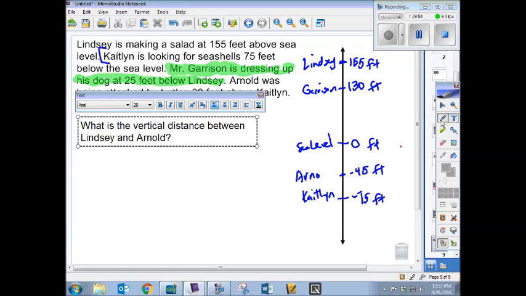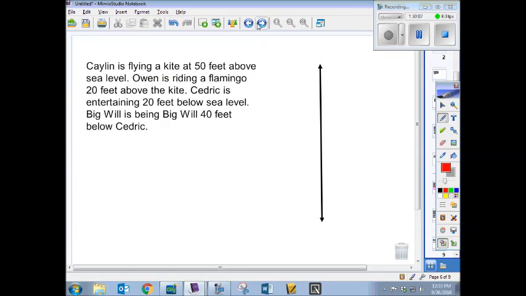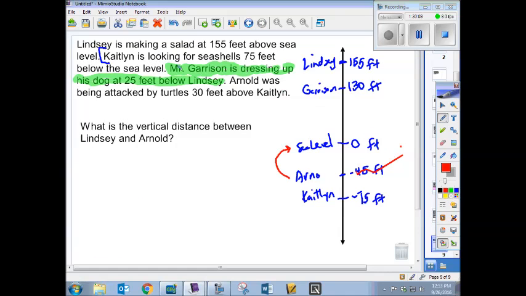Arnold really, really wants a salad, and you know Lindsay makes the best salad. How far is Arnold going to have to travel just to get to the edge of the water, Emma? 25. And how much farther is he going to have to go to get up to Salad World? Petey? 155 feet. So what do you need to do with those two distances? We need to add them up. That's going to give us what? 200 feet, right?